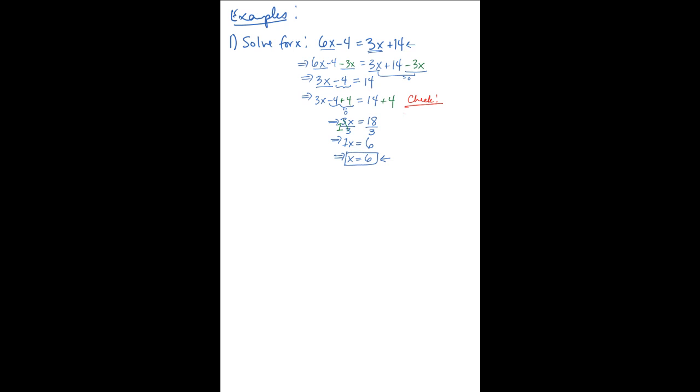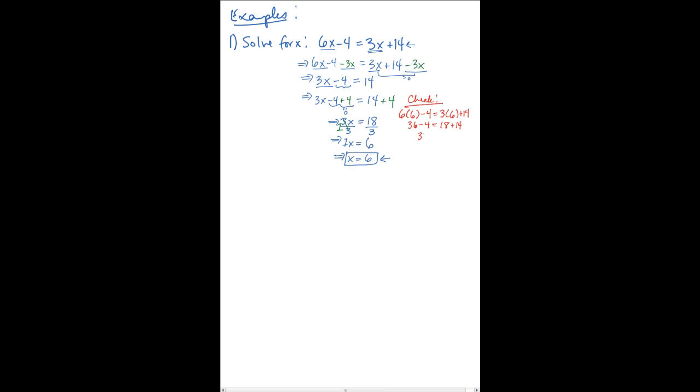I'm going to rewrite the original equation just as it is, but I want to plug in values for x. So every place I see an x, I'm just going to put some empty parentheses. 6x minus 4 equals 3x plus 14. So now where all the parentheses are, I plug in 6. 6 times 6 is 36 minus 4 equals 3 times 6 is 18 plus 14.